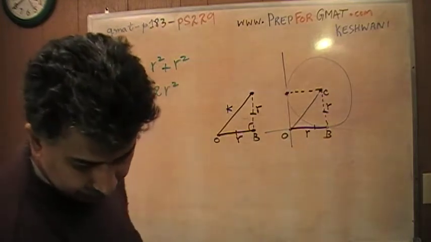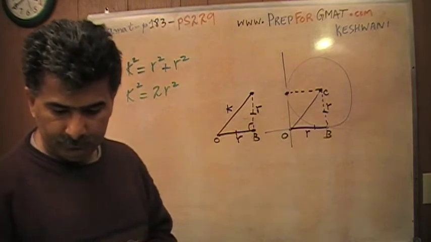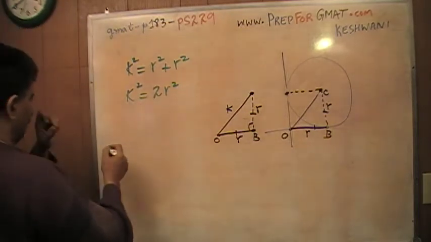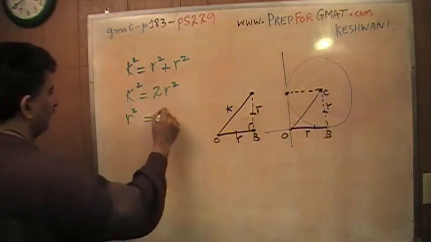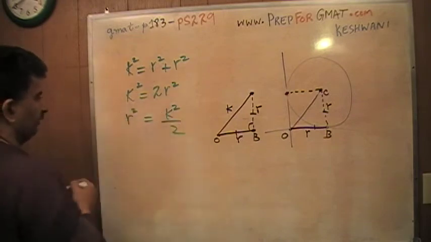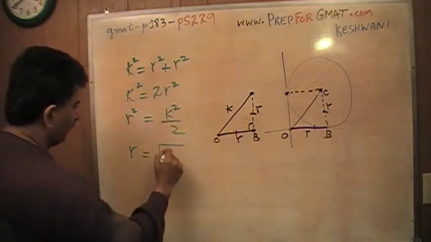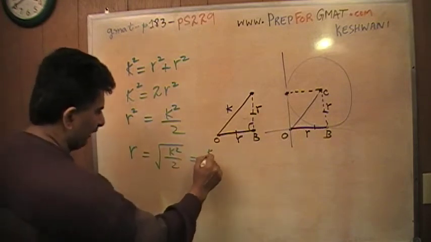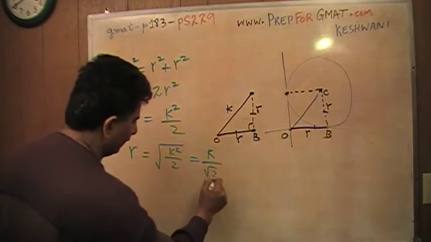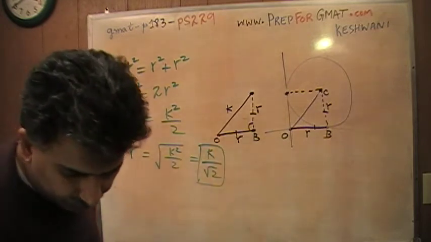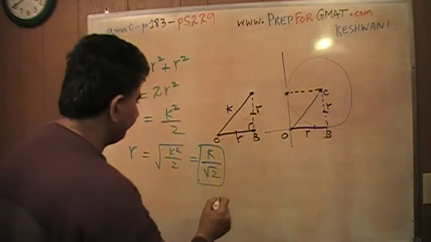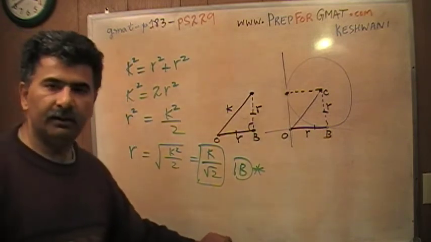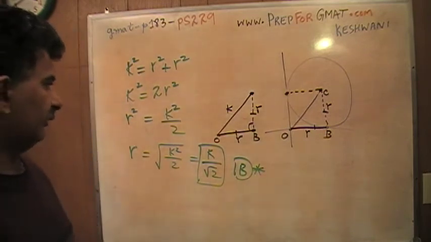What is the question asking again? What is the value of the radius? They're looking for the radius, not K, so we have to solve for R. R squared is equal to K squared over 2. I just divide both sides by 2. Therefore R is the square root of K squared over 2, which is K over the square root of 2. And there you go, that's your answer. That's answer choice B. And that's all it is. I think the classical way with the geometry is about the only way to solve this problem.